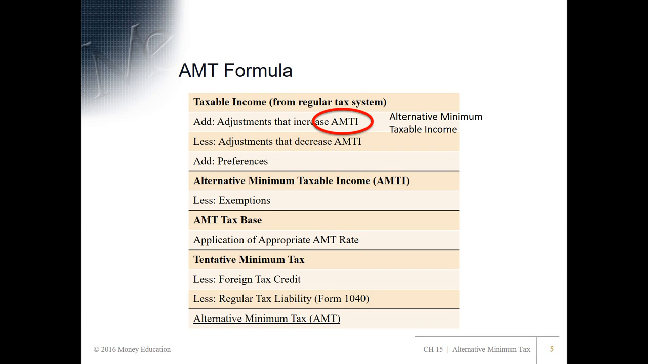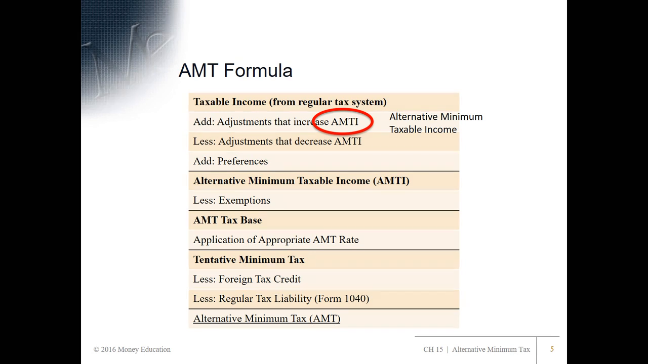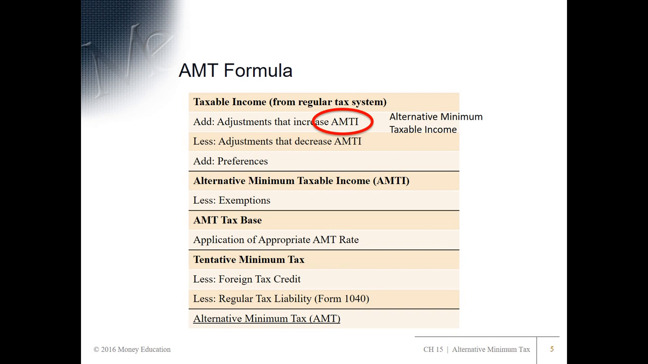Now, do not worry about what's an adjustment and what's a preference. It doesn't make any difference at all. So don't get hung up on any vocabulary here or think you have to figure out the difference between an adjustment and preference. You do not. Now, once we add and subtract some things from taxable income from the regular tax system, then we get the alternative minimum taxable income. We're going to subtract exemptions to get the AMT tax base.